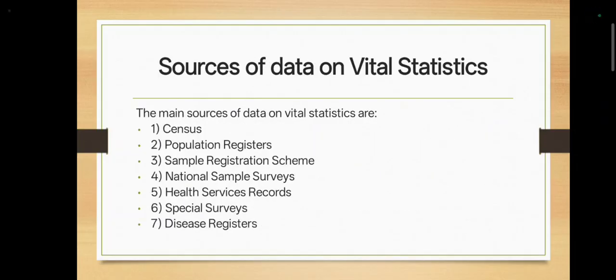Next is sources of data on vital statistics. The main sources of data on vital statistics are census, population registers, sample registration scheme, national sample surveys, health services records, special surveys, and disease registers.